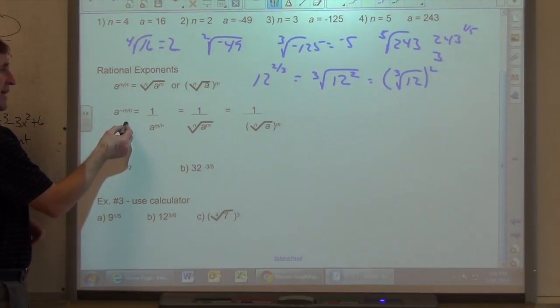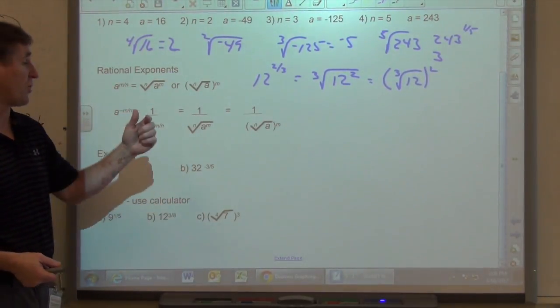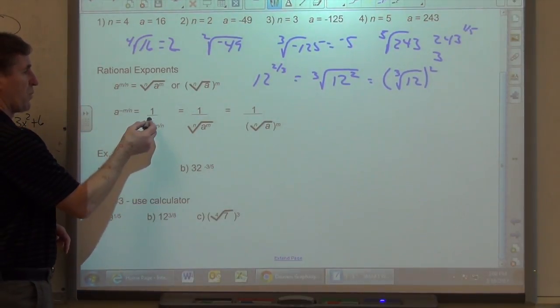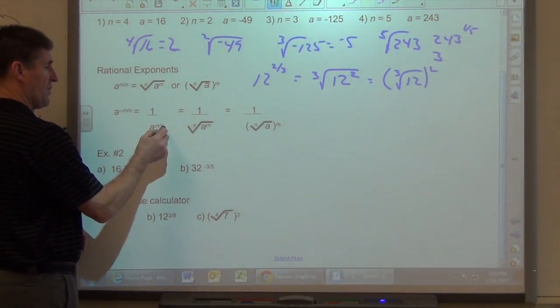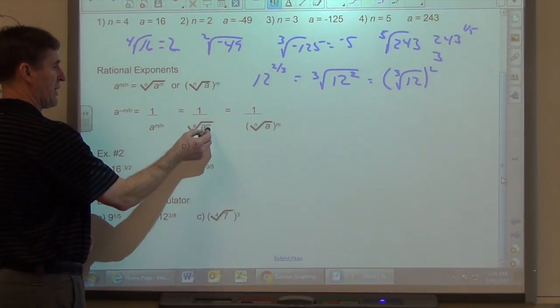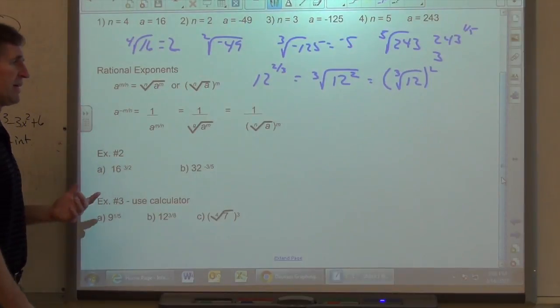If you have a negative exponent, remember negative exponents flip it to the opposite where it's located. So in this case, since it's in the numerator, it goes to the denominator. So this becomes 1 over a to the n, which is 1 over the nth root. Again, denominator goes out as the index, numerator stays as the power. Or again, you can write it this way, whichever way. It doesn't make any difference.